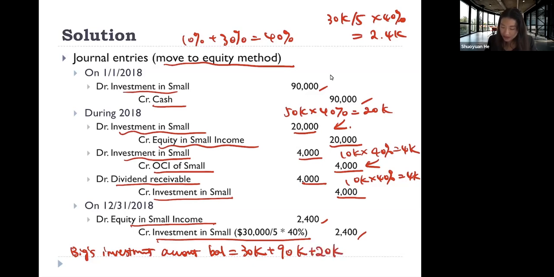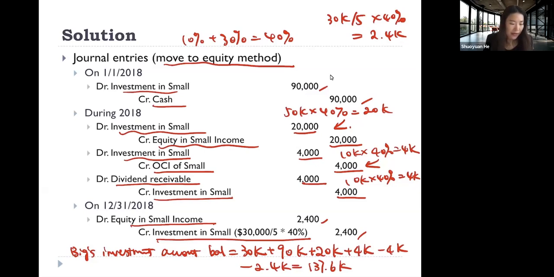And then this 20,000 net income recognized by Small during the period can be viewed as an increase in its investment account. The 4,000 OCI by Small also increases Big's investment account. And then we take out the 4,000 dividend paid by Small, then take out the 2.4 thousand excess payment amortization. So the ending balance for Big's investment account is 137.6 thousand.